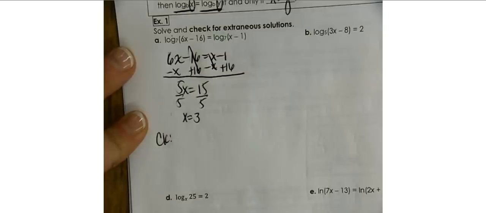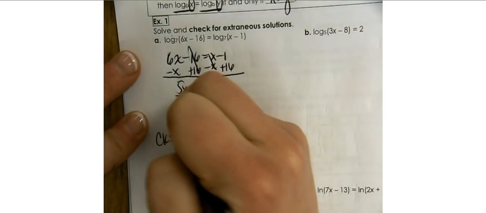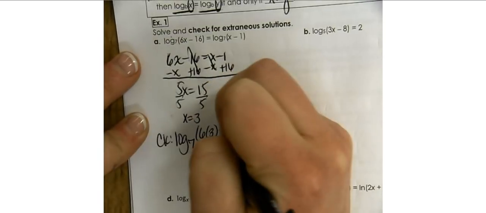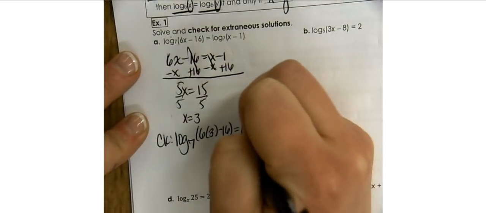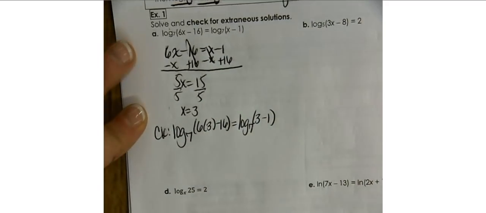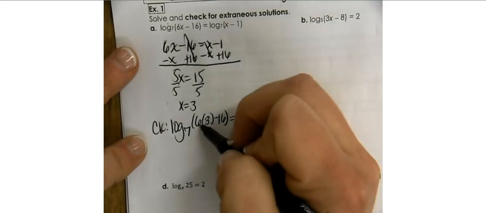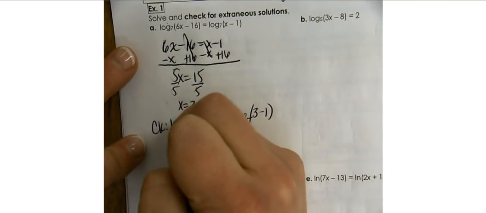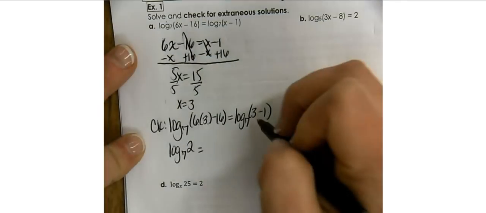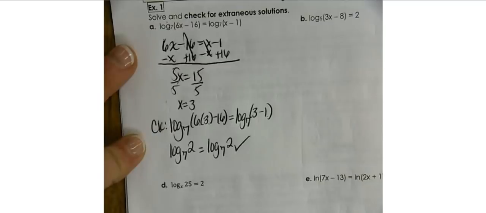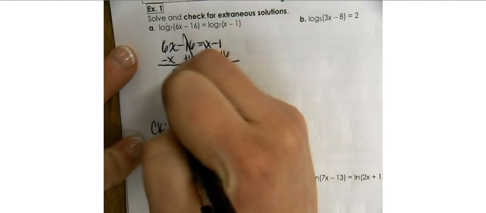So now I'm going to check my answer using the original problem, and I'm going to write log base 7 of 6 times 3 minus 16. Is that equal to log base 7 of 3 minus 1? So we have 6 times 3 is 18, and 18 minus 16 is 2, so this is log base 7 of 2, is equal to 3 minus 1, which is 2, log base 7 of 2. Both of these are the exact same, so therefore x equals 3 is our solution.